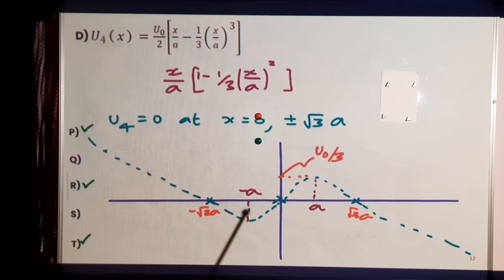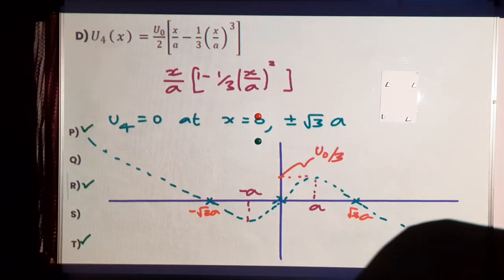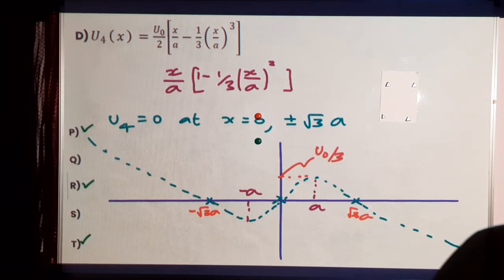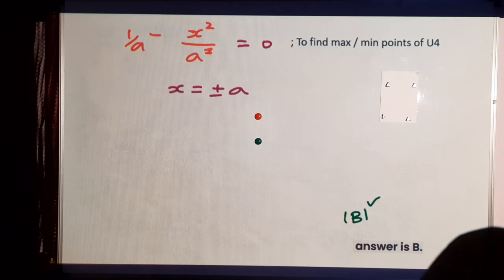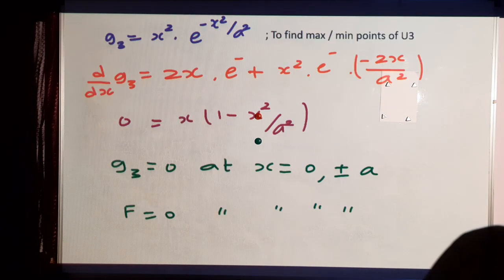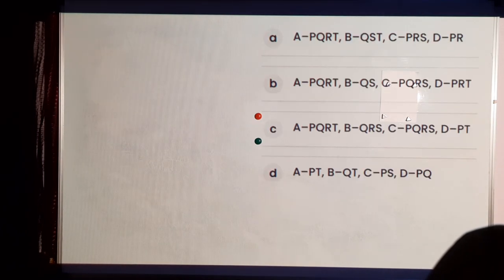T: for U0 by 3, or rather U0 by 4, the energy is somewhere here. So it can oscillate about x equal to minus a, if it is initially here. So statement T is true. So D will match with P, R, T. So the correct option is option B.